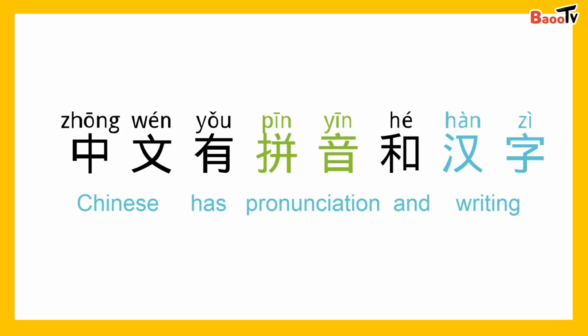So we can say 中文有拼音和汉字. It means Chinese has pronunciation and writing.